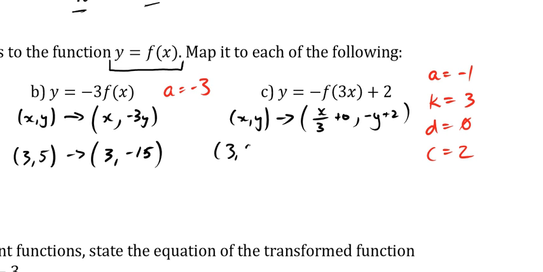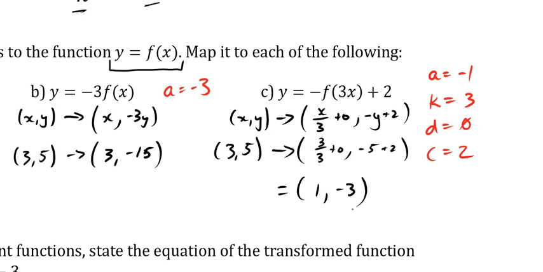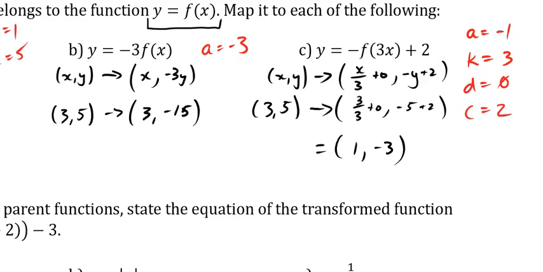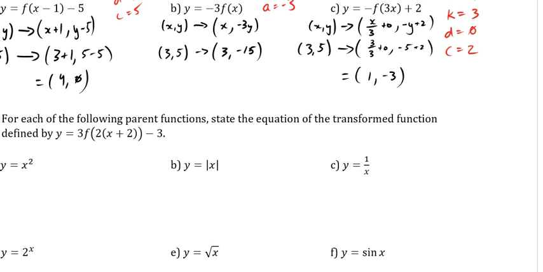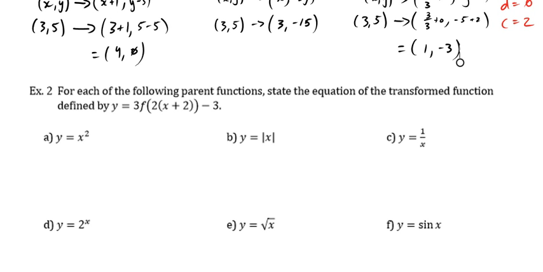Okay, so (3, 5) goes to 3 over 3 plus 0, negative 5 plus 2, which is (1, negative 3). Good? Any questions?